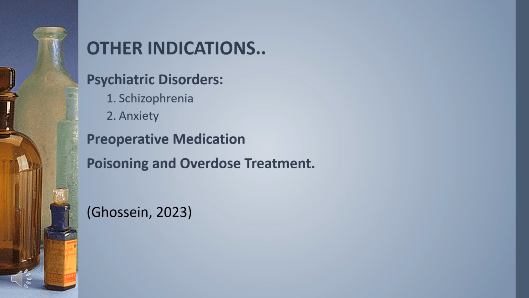Scopolamine is a very widely used anticholinergic, which helps to prevent motion sickness. There are some other conditions where anticholinergics are prescribed, such as psychiatric disorders like schizophrenia and anxiety, just to ease the mind of the patient, and in preoperative medications also, and in poisoning and overdose treatment anticholinergic drugs are prescribed.